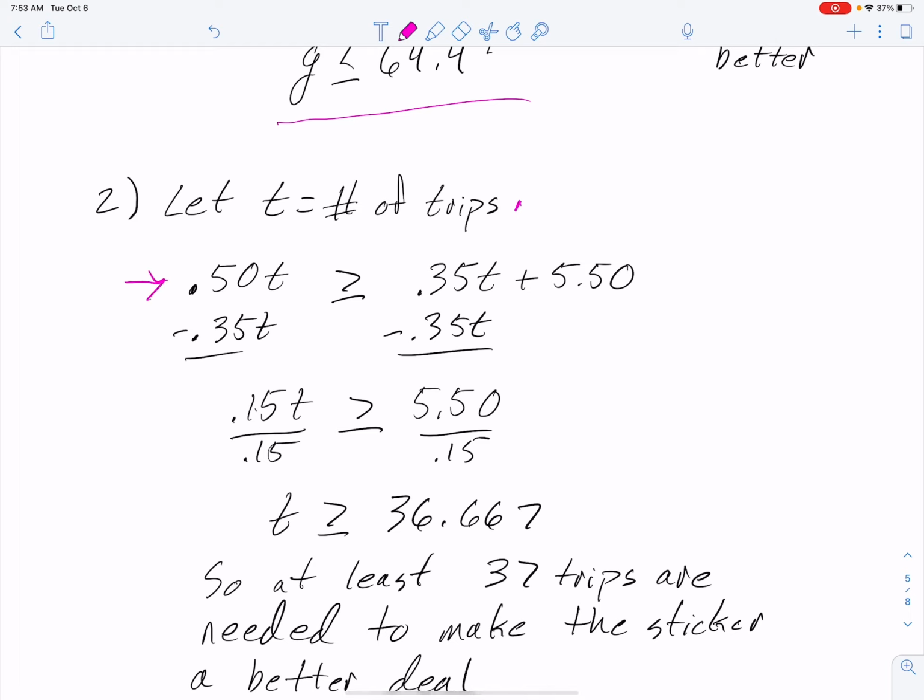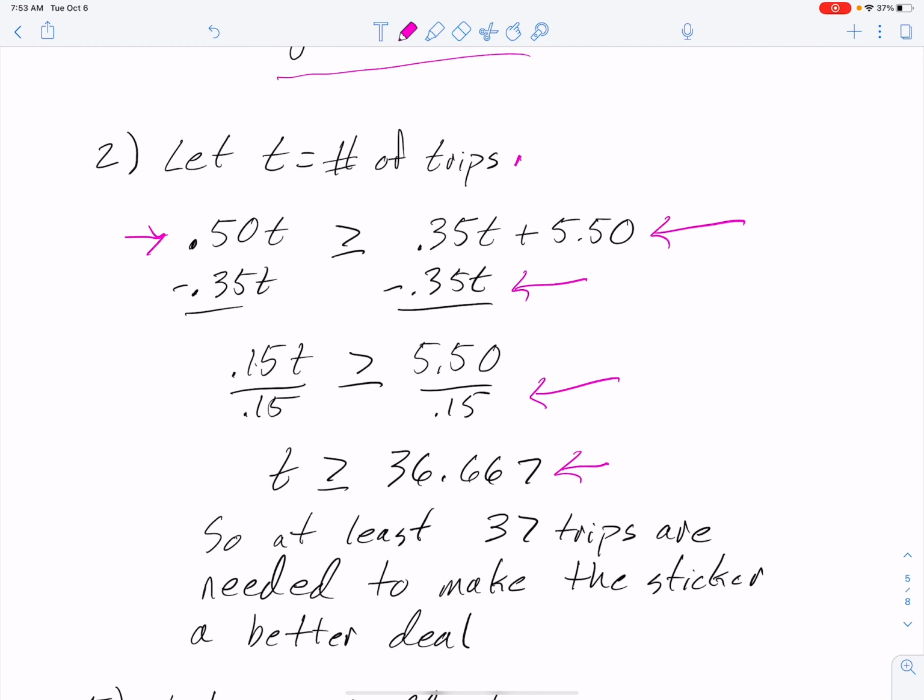I know that I can set up 50 cents times T to represent not buying the special pass. I'm making that greater than or equal to the 0.35T plus 550, what it would cost if I bought the special pass, and then how much it would cost to travel across the bridge. Start solving by subtracting my 0.35T, divide by my 0.15, and I get T is greater than or equal to 36.667, or 36.6 repeating.